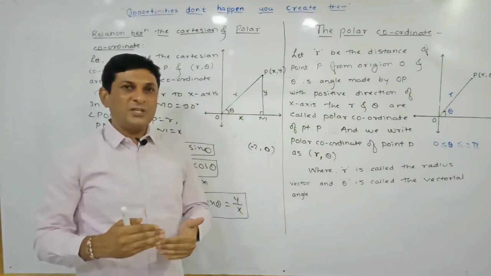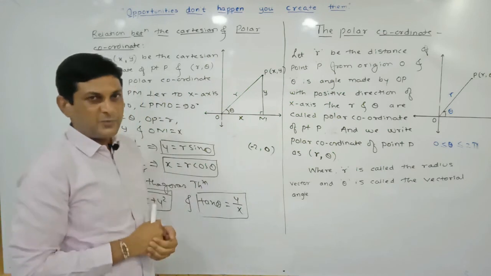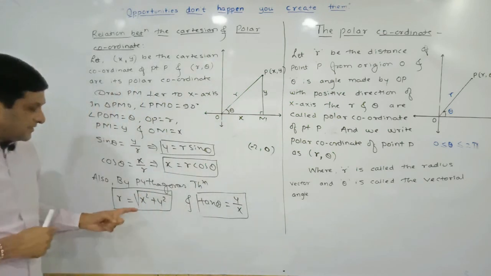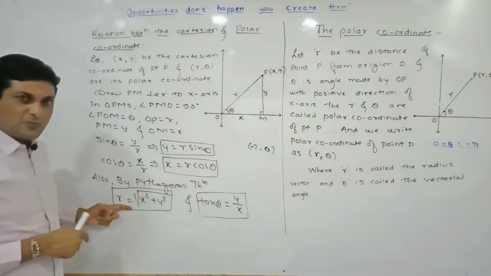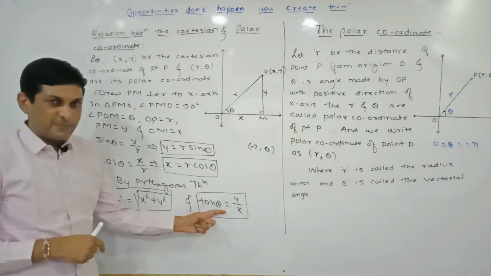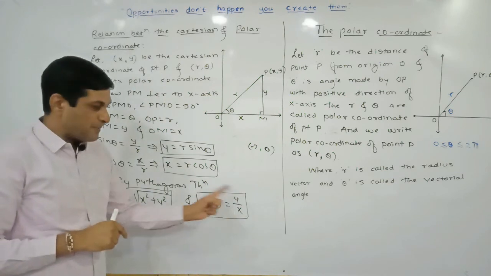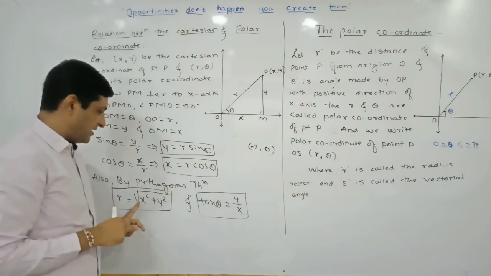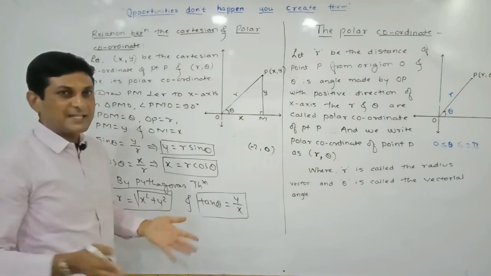So if the Cartesian coordinates, x and y, are given to us, this formula is applicable to find the value of r, and this formula is applicable to find theta. To apply this formula, x and y are required. Here also x and y are required. And what are x and y?